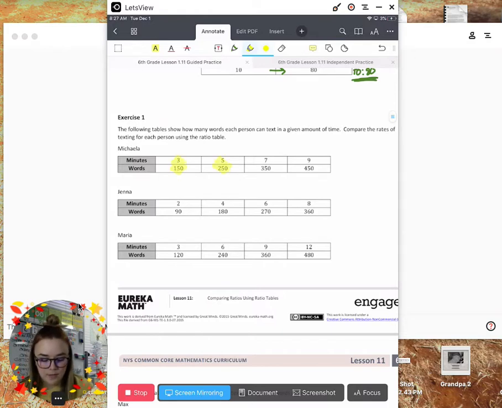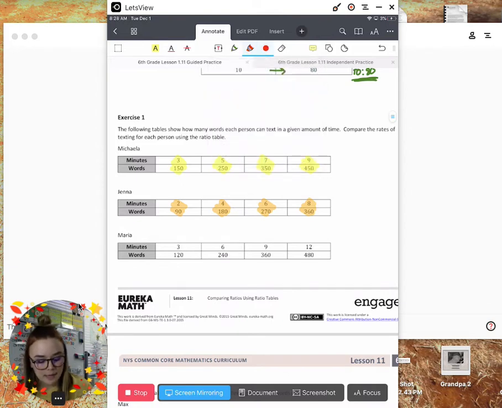Okay. So if we look at these for Michaela, in 3 minutes, she can text 150 words. In 5 minutes, 250. In 7 minutes, 350. In 9 minutes, 450. Jenna can text 90 words in 2 minutes, 180 words in 4 minutes, 270 words in 6 minutes, and 360 words in 8 minutes.